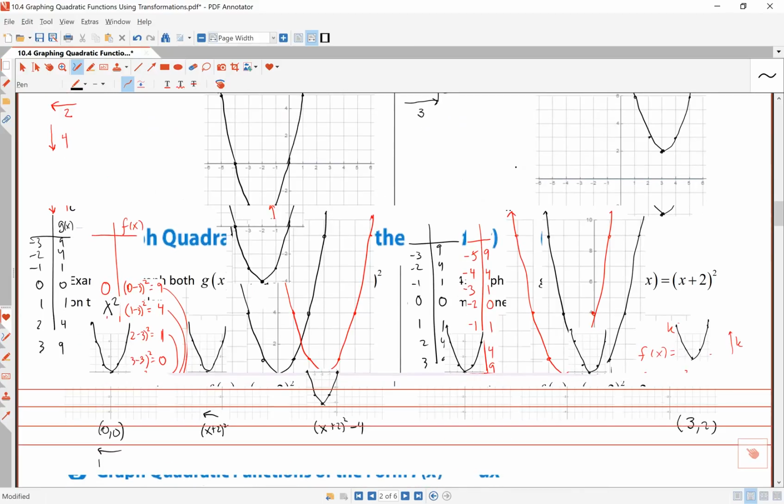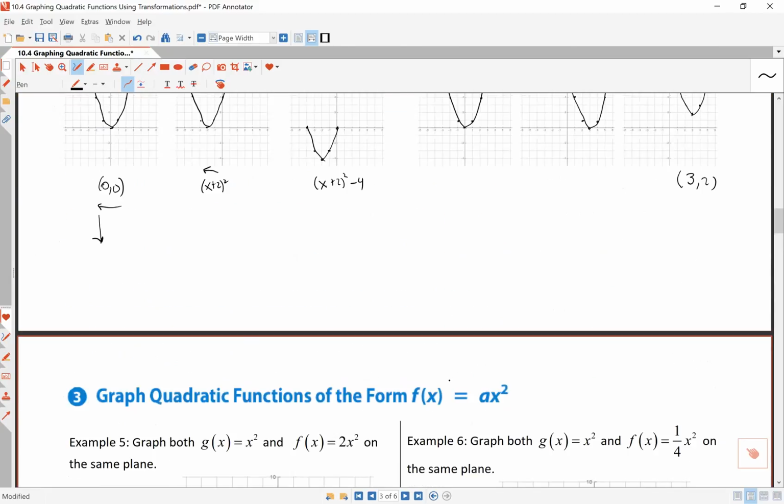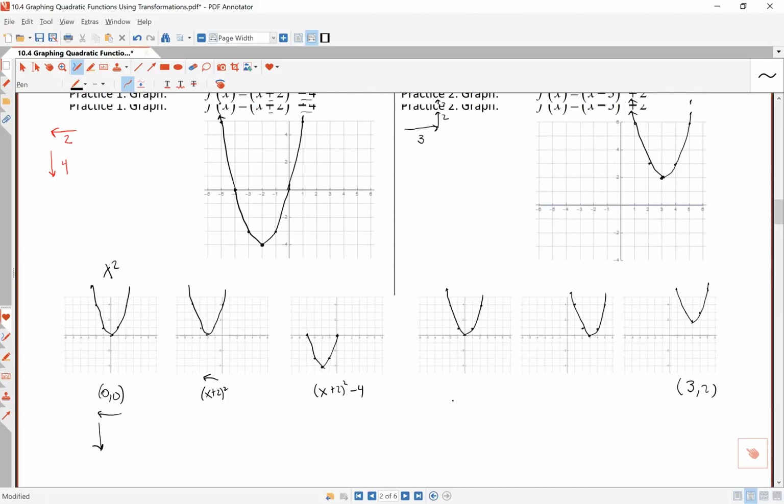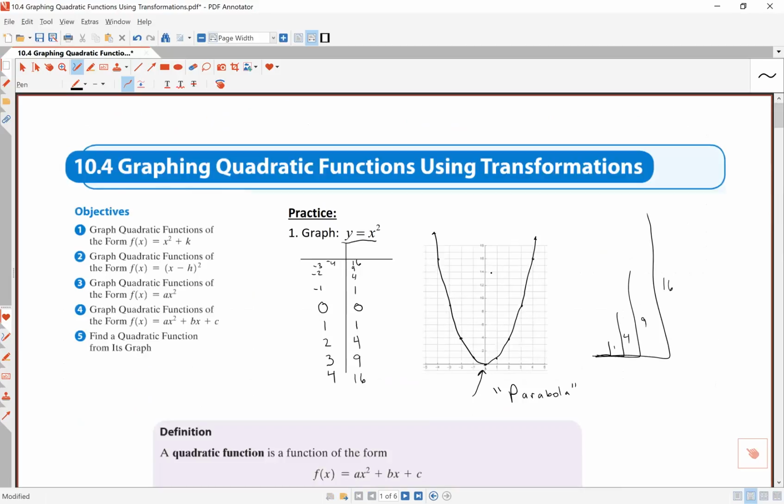So in summary, everything is based on the graph of x squared, and we use the transformations to find the new graphs. The plus 2 on the inside moved it left 2. The minus 4 on the outside moved it down 4. A minus 3 on the inside moves it right 3. The plus 2 moved it up 2. And this concludes the video for section 10.4, graphing quadratic functions, objective 2, graph quadratic functions of the form f of x equals x minus h quantity squared.